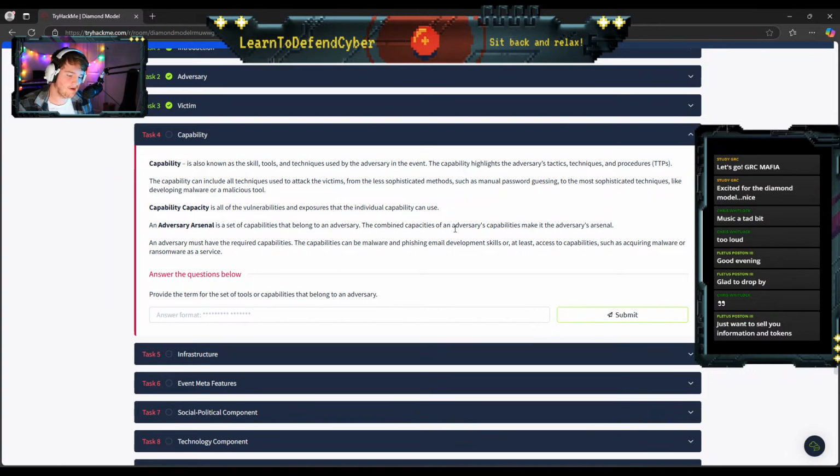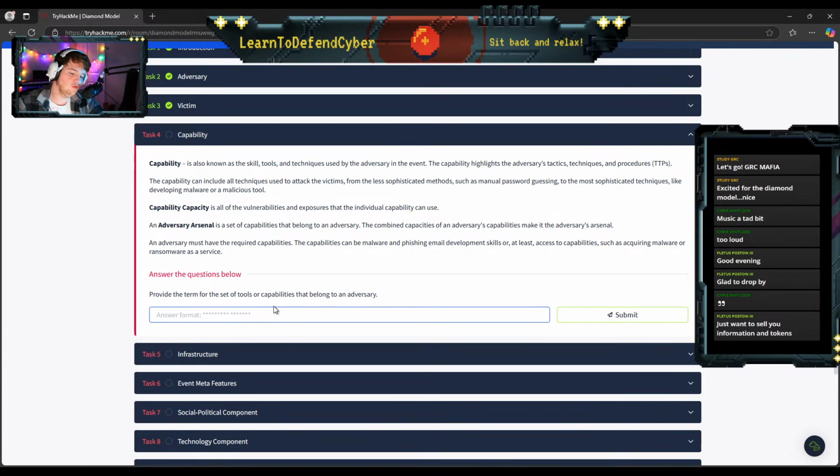The combined capacities of an adversary's capabilities make up the adversary arsenal. The adversary must have the required capabilities. The capabilities can be malware, phishing, email development skills, or at least access to capabilities such as acquiring malware or ransomware as a service.